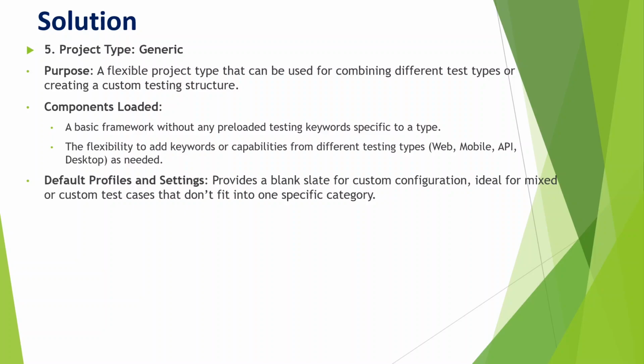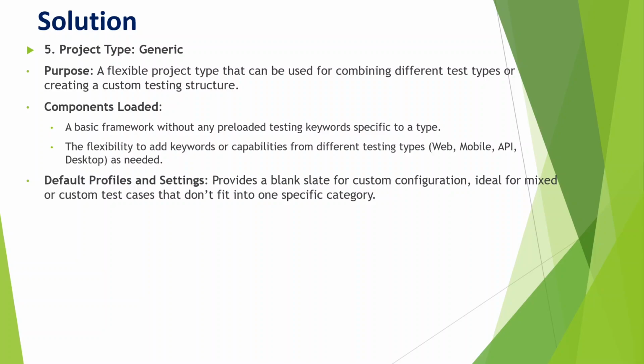And the last project type is generic. The purpose of this project type is a flexible project type that can be used for combining different test types or creating a custom testing structure. Whenever you select this project type, the component loaded is a basic framework without any preloaded testing keywords specific to a type. The flexibility to add keywords or capabilities from different testing types like web, mobile, API is available as needed. And of course, you will have default profiles and settings where you will be managing custom configurations, ideal for mixed or custom test cases that don't fit into one specific category.